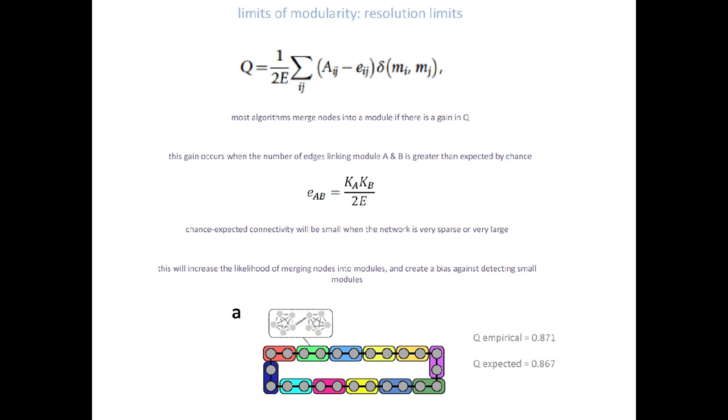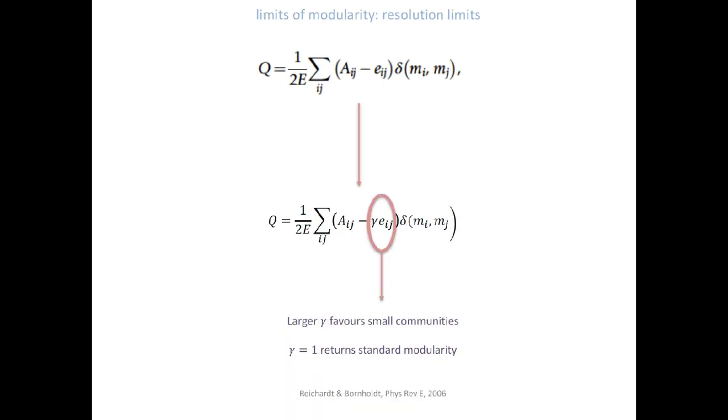The empirical Q we get is 0.87, and what we would expect if every node was in its own module is 0.86, so slightly lower. So the algorithm is doing what it's supposed to. It's giving you a solution with a higher Q, but it just comes down to the limitations of this null model. So one option to deal with this is to add in this scaling factor, gamma.